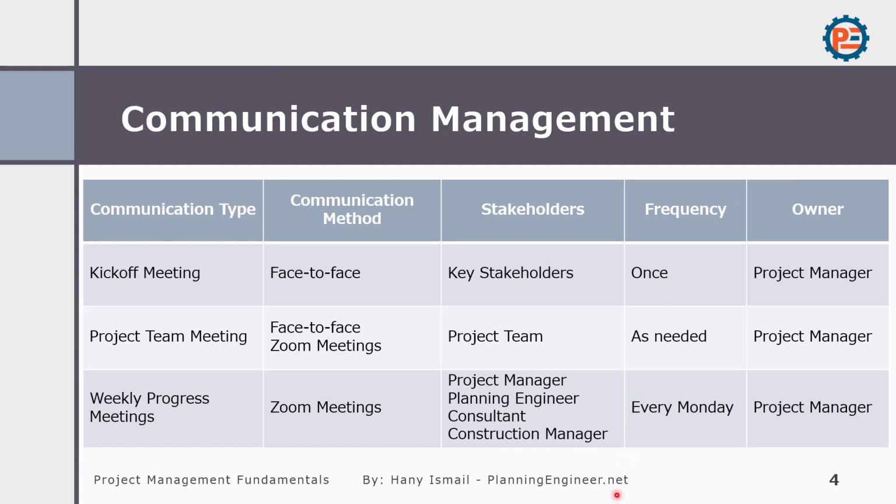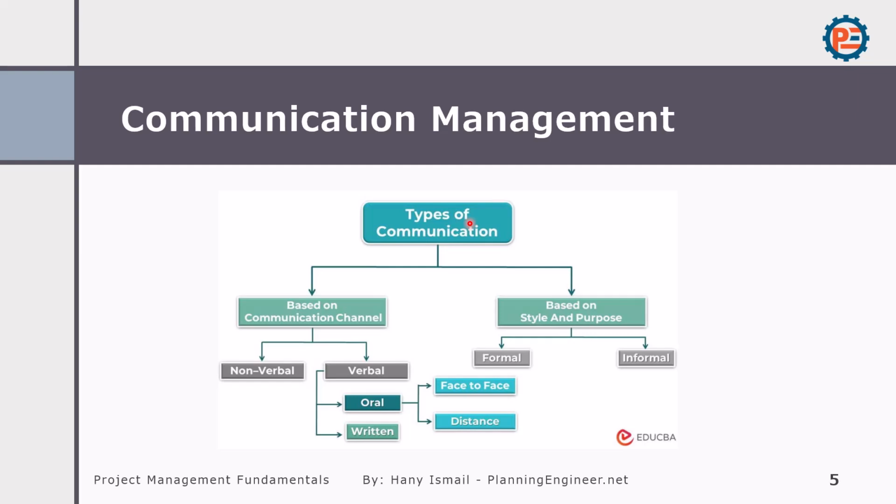But what are the types of communication? We have two types: based on communication channel and based on style. For communication channel, you have verbal and non-verbal. Verbal may be oral or written. The oral may be face-to-face or distance. Oral means by voice, written means by words.